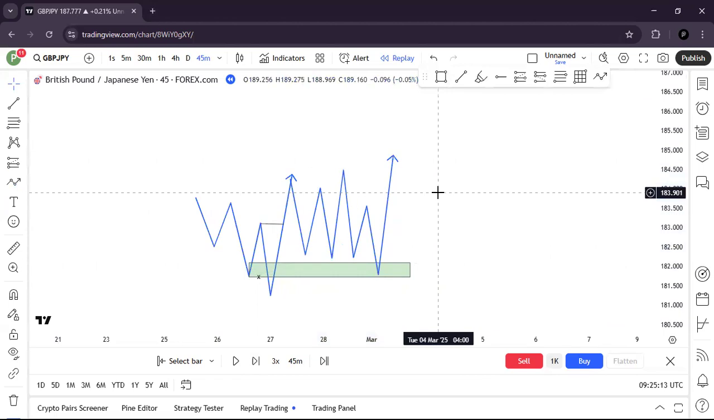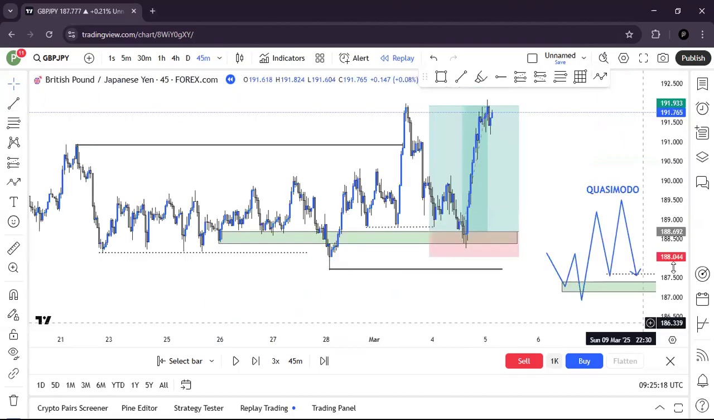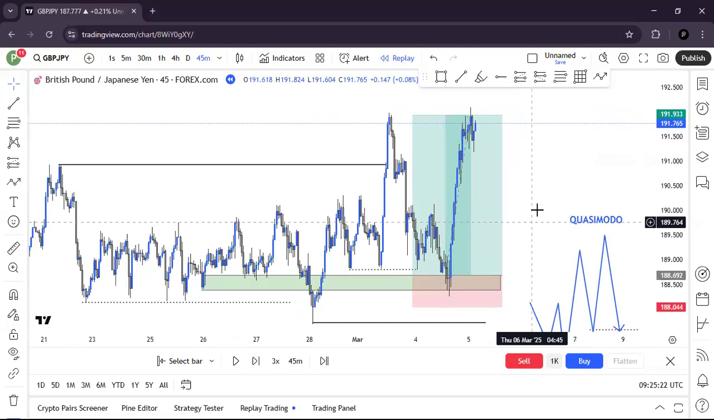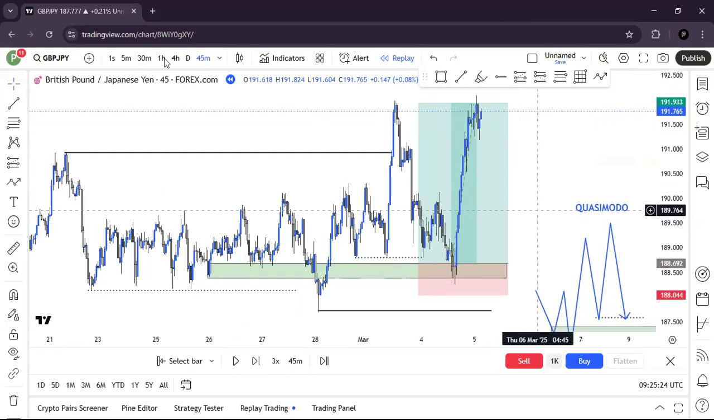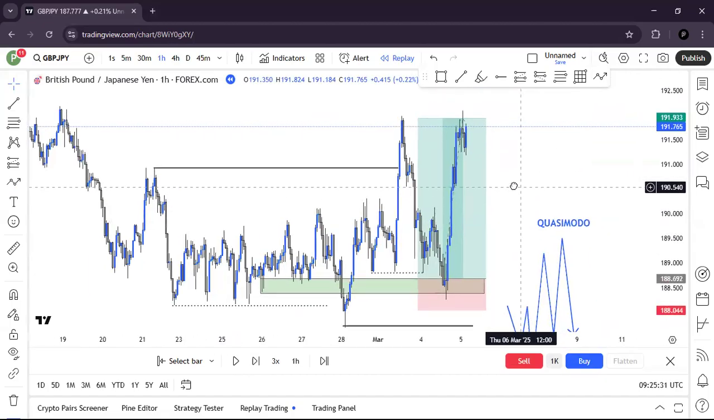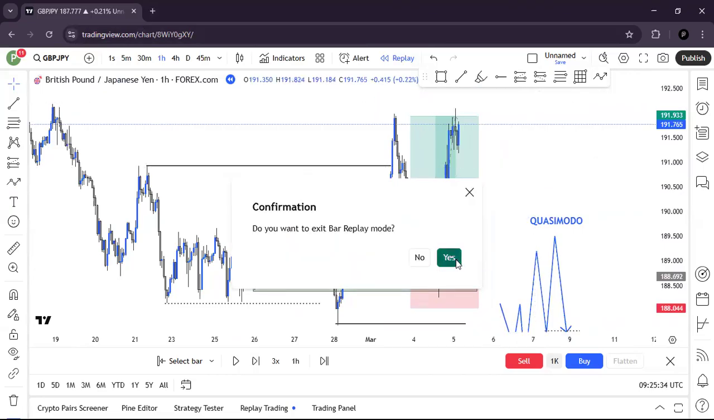This Quasimodo works very, very well. In fact, I want you to watch it. Look at this to show you how perfect this thing actually is. You'll be able to see the sniper entry trade. Sniper entry. Let me change it to the 1 hour time frame, so you'll be able to see how perfect it actually looks. See? Now let me cancel the replay.